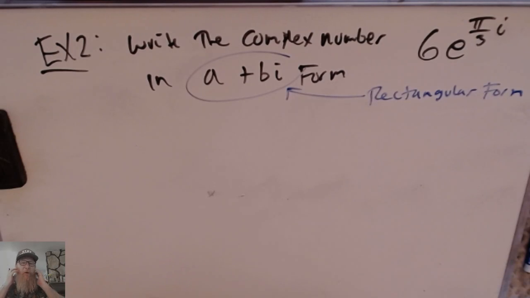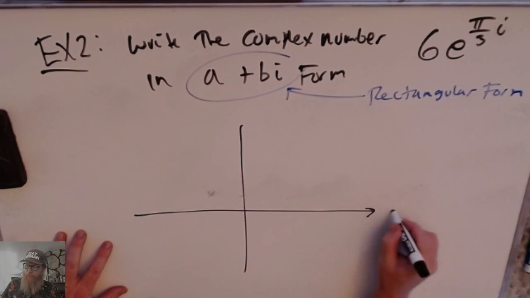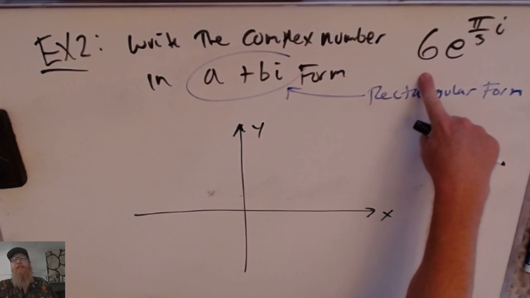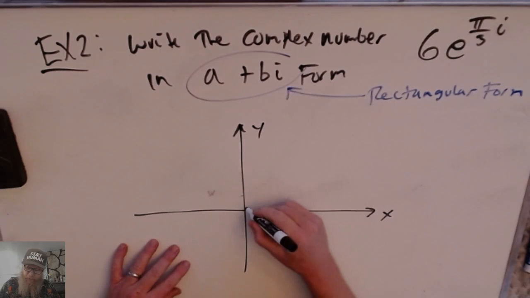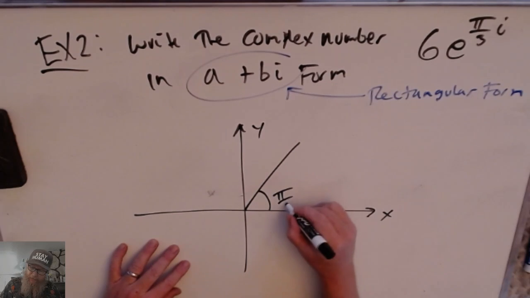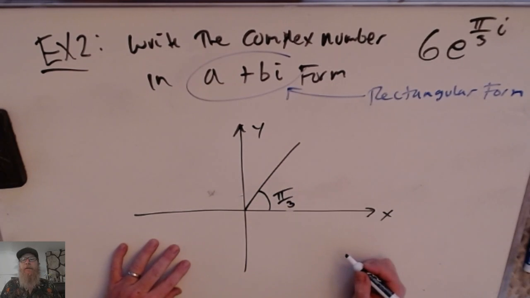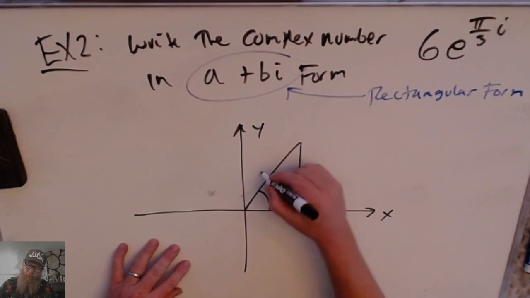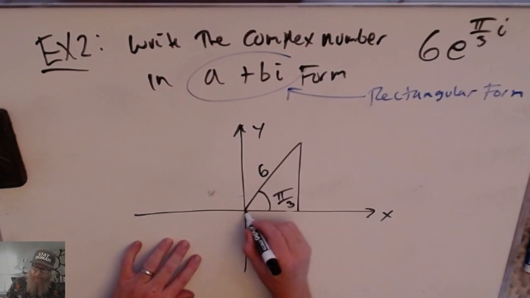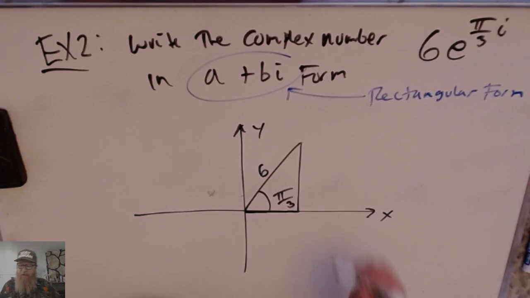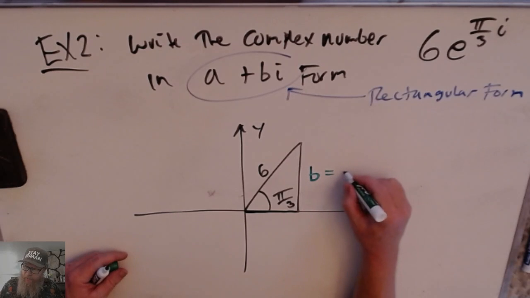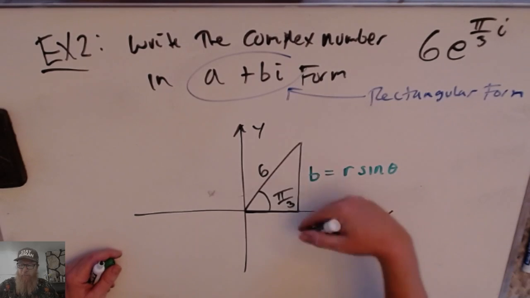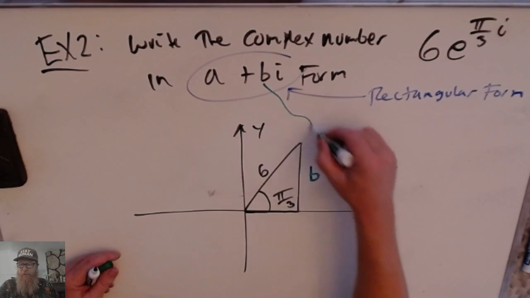Now, we're not going to use polar graph paper in this. I'm just going to use rectangular whiteboard graph paper here. So 6 is the modulus, pi over 3 is the angle. So you got pi over 3, and then you have your triangle. Your radius is 6. So you have B is r sine theta. That's the complex part, the imaginary part.